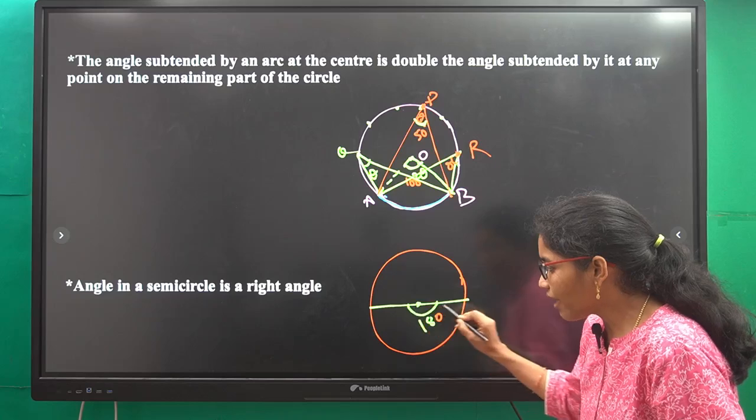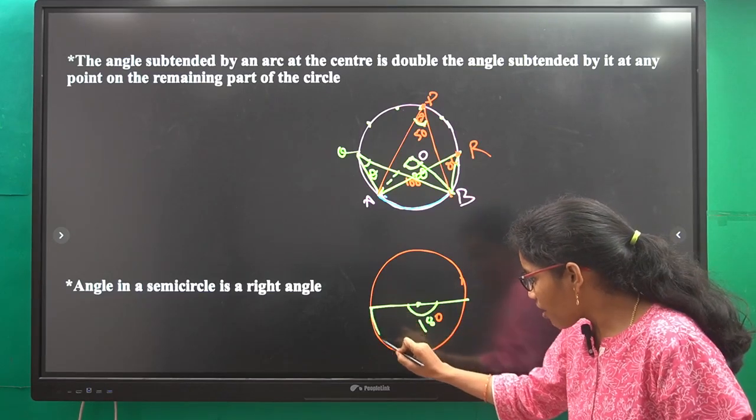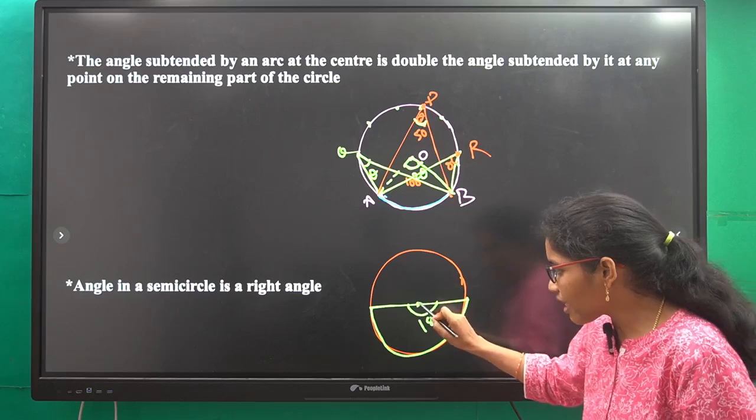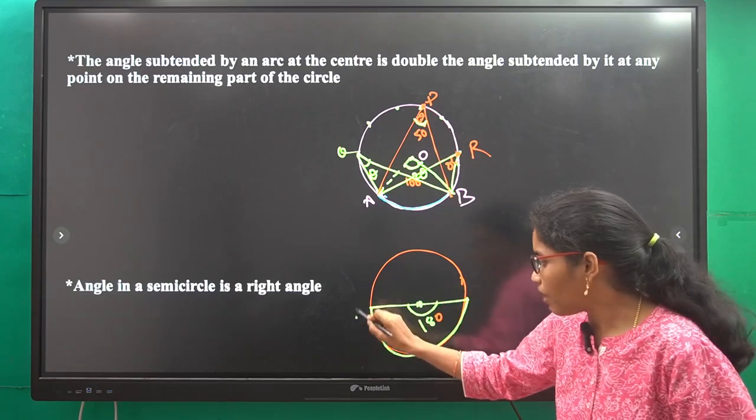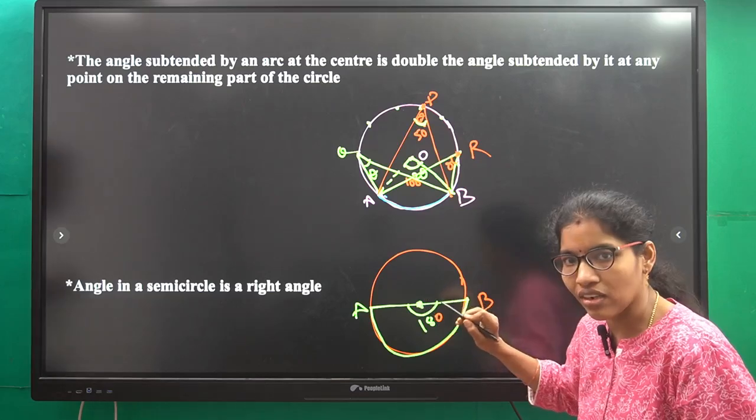I am taking this angle as 180 degrees. Is it correct or not? It is a straight angle. This arc makes 180 degrees at the center or not? I am taking AB. This is an arc, it makes 180 degrees at the center, right?